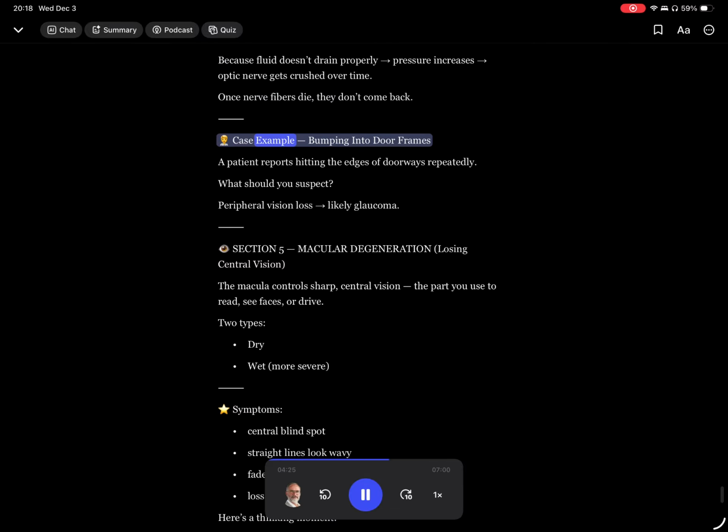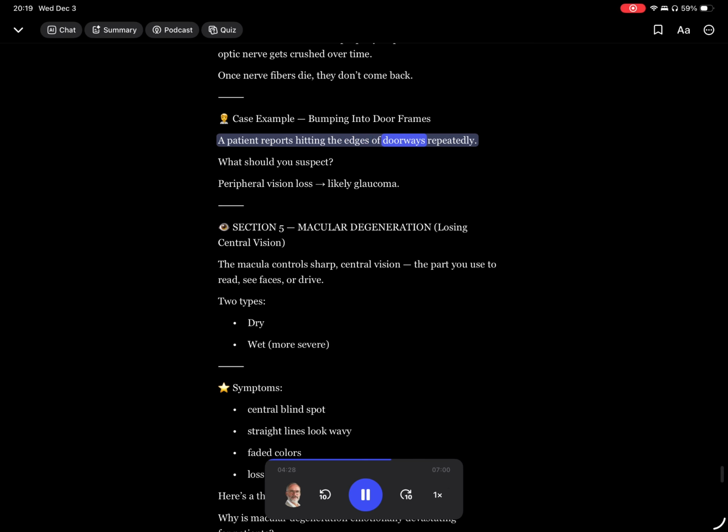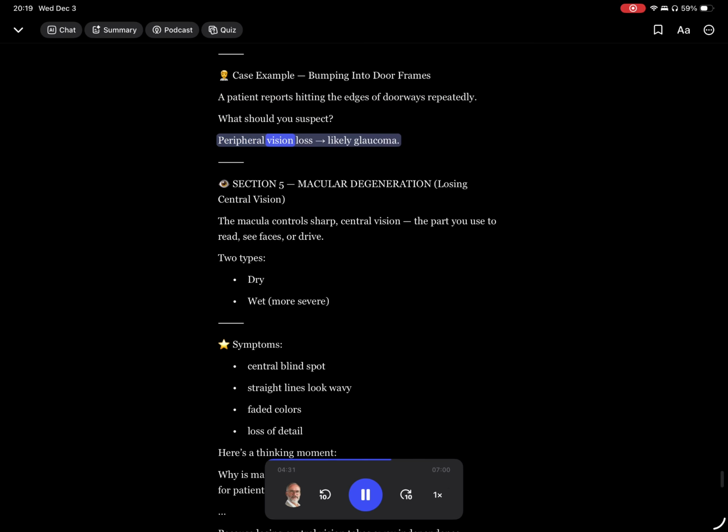Case example: bumping into door frames. A patient reports hitting the edges of doorways repeatedly. What should you suspect? Peripheral vision loss, likely glaucoma.